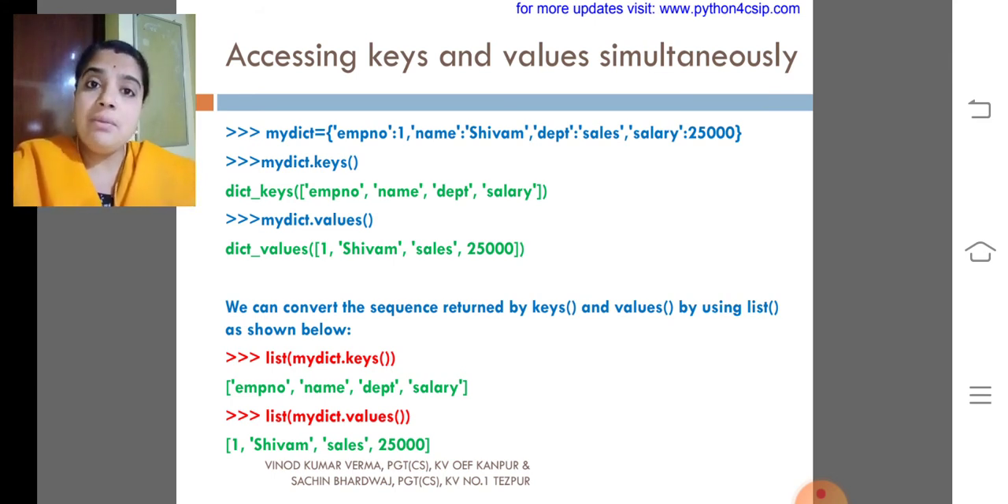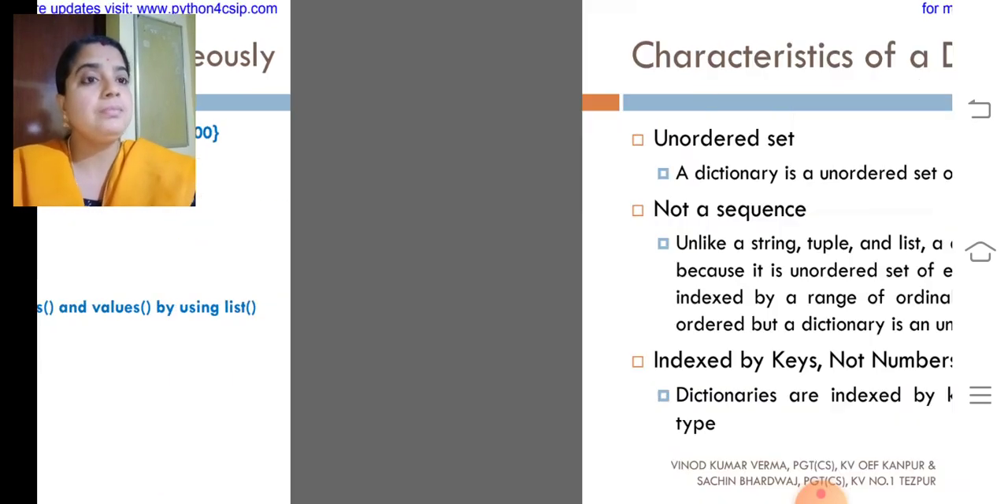And we can convert the sequence returned by keys and values by the use of the list function. So it will convert all the keys into a list. Similarly, all the values into a list. Look at the example which I have given in red color. list of myDict.keys: so myDict.keys will be converted into a list so that we can use it for list purposes.